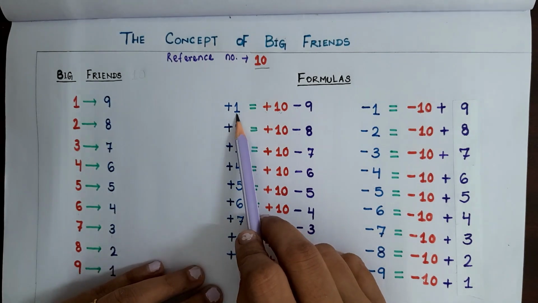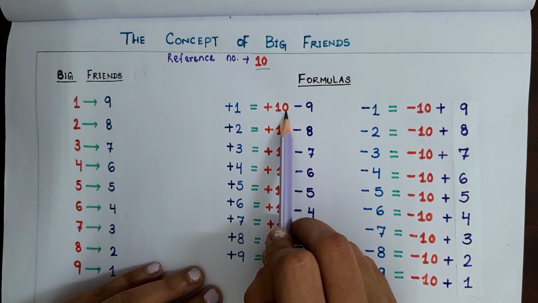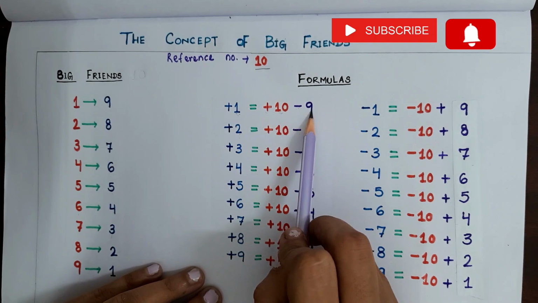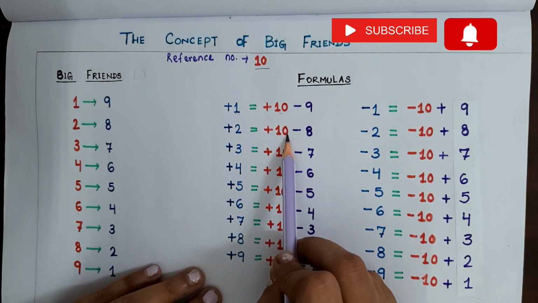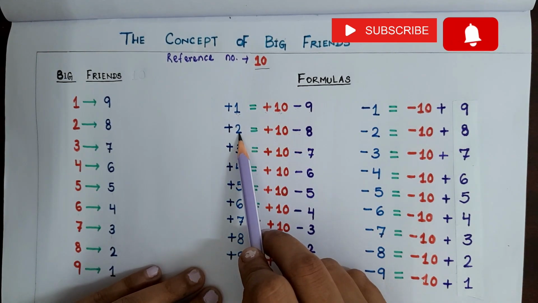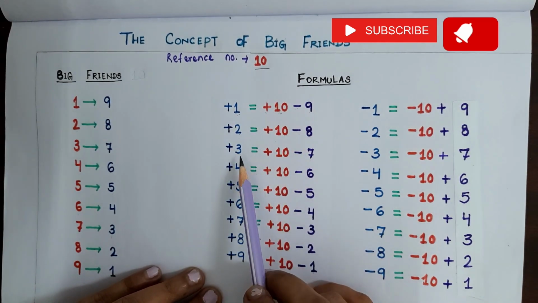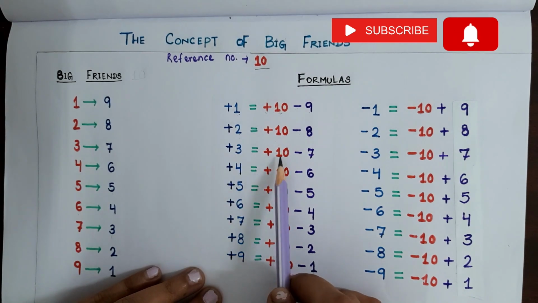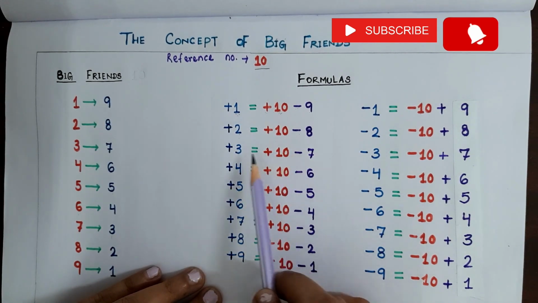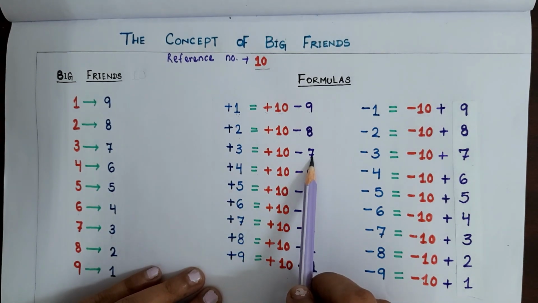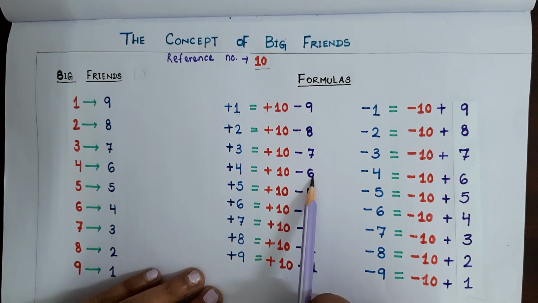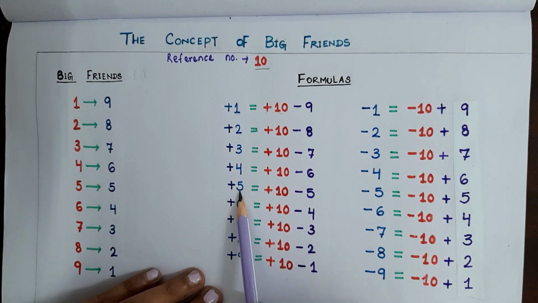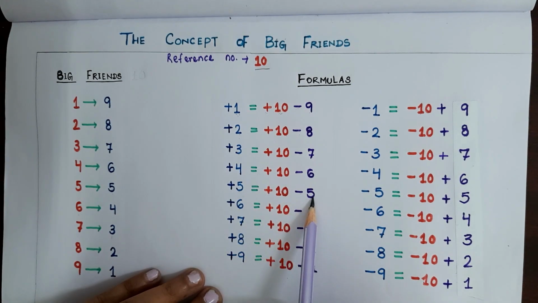If we want to add 1, we need to add 10, then subtract the big friend of 1, that is 9. Like this, if we want to add 2, we need to add 10, then subtract the big friend of 2, that is 8. If we want to add 3, we have to add 10, then subtract the big friend of 3, that is 7. So for addition of 4, we have to add 10, then subtract 6. For addition of 5, we need to add 10, then subtract the big friend of 5, that is 5.